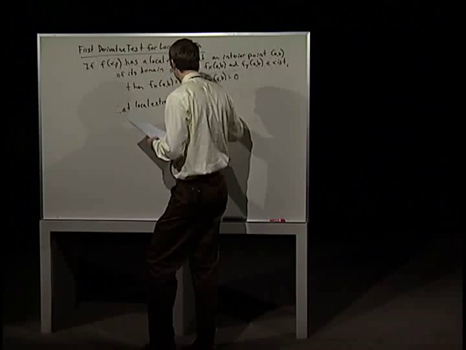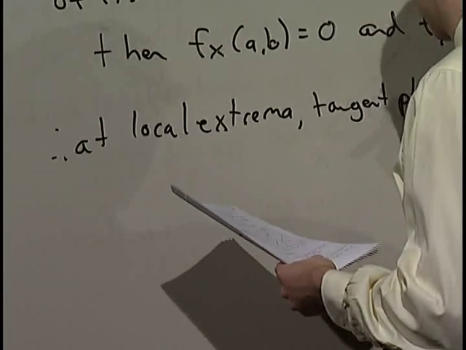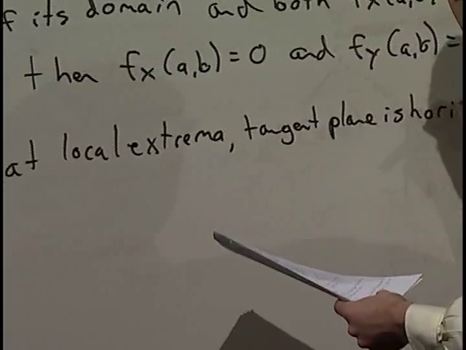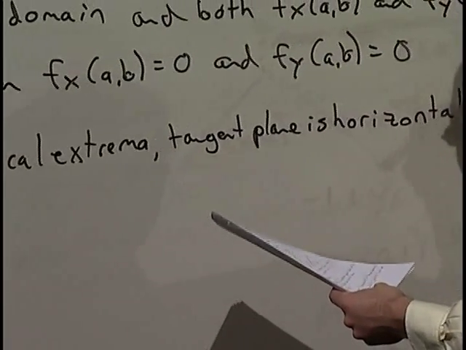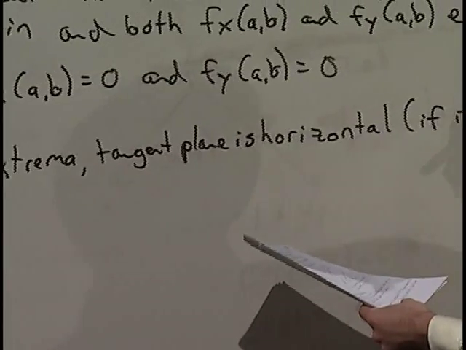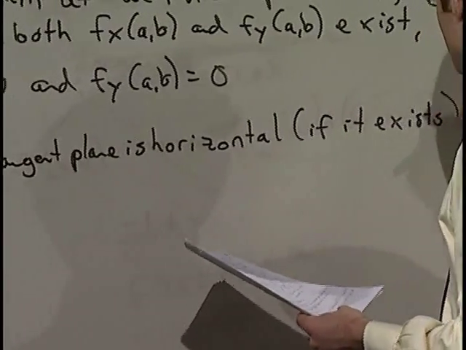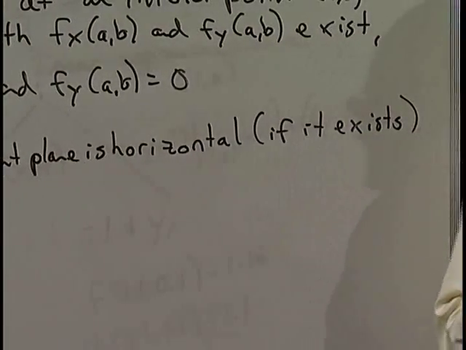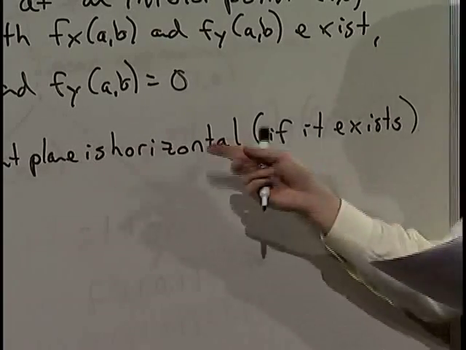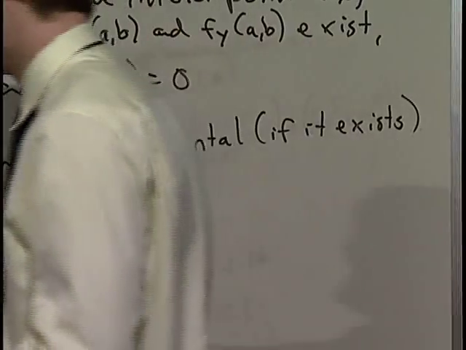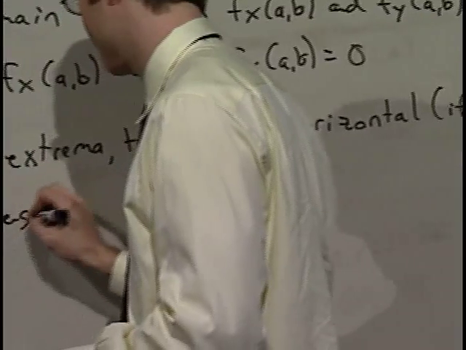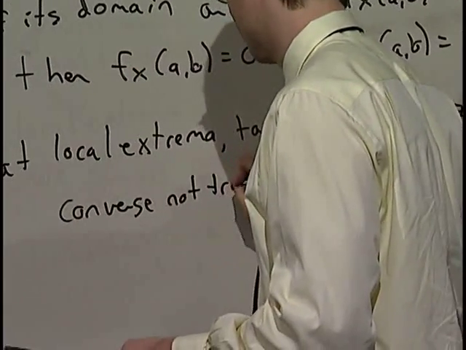the tangent plane is horizontal if it exists. Now remember, sometimes we have these weird functions that are not differentiable at certain points. They have kind of funkiness going on. But if it exists there, it's horizontal. However, what is not true is the converse. So the converse is not true.